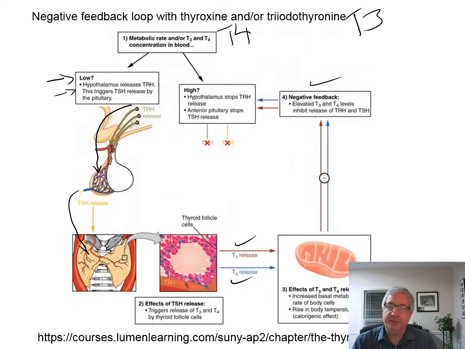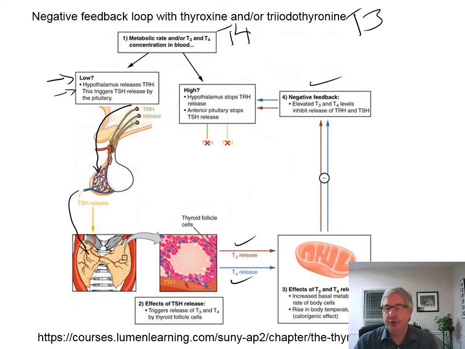on the original stimulus. So the hypothalamus senses the T3 and T4 and says, "Oh, there's high levels of T3, T4 in the blood, so we don't need to make any more of that. We got plenty, so I'm going to stop releasing thyrotropin releasing hormone."